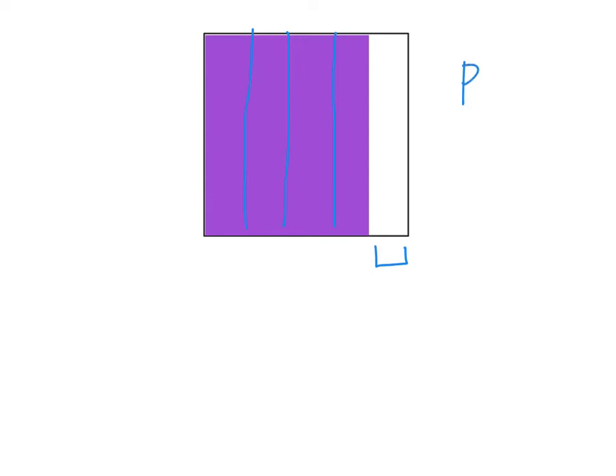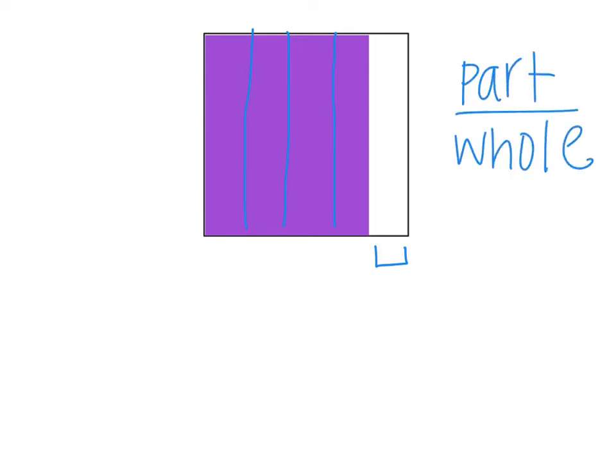Remember, a fraction is a part out of a whole. So in this case, in all, I have 5 pieces, and about 4 are shaded in. Now, are those perfectly even pieces? No, but they're about even, and this is just an estimate, so that's okay.